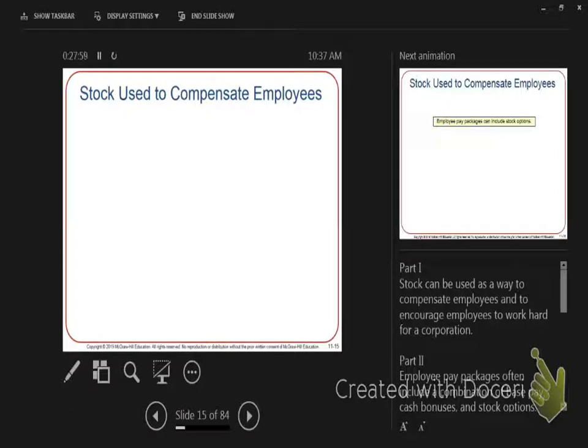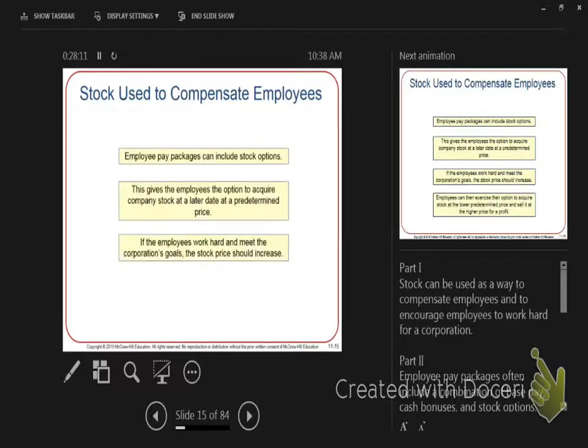One of them is to compensate employees. It can be included in your employee pay package. A lot of times that's upper level pay, but it can be included in pay packages. It could also be something called an employee stock option, or it could be awarded like: you reach this goal and we'll give you options. Options are wonderful. When I worked at AT&T, that's how I got a lot of my stock.